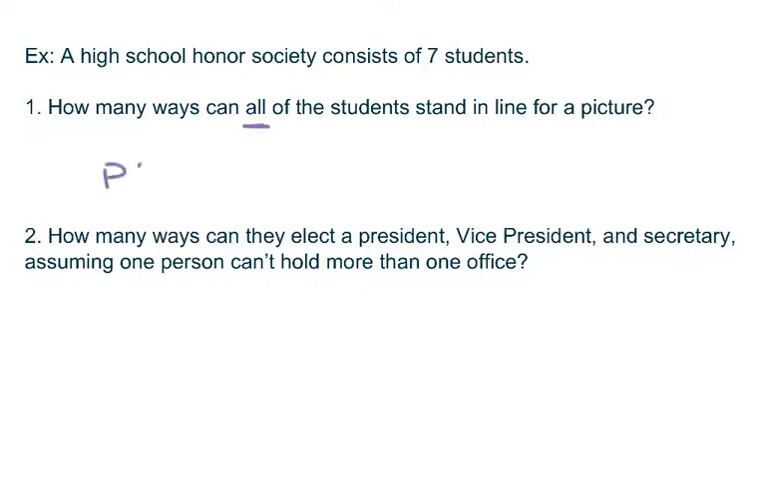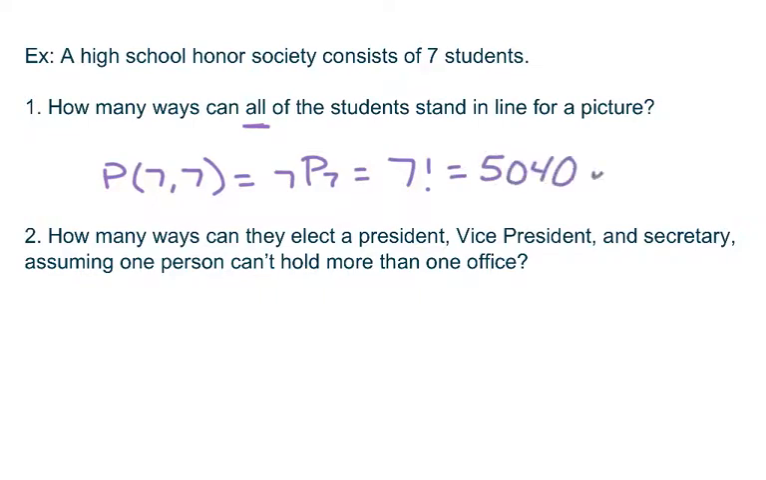So our permutation is going to be 7 comma 7. We've got 7 kids. We want to line up all 7 of them. If we want to do this with calculator notation, it's 7p7. If we're arranging all of our objects, the answer is going to be 7 factorial. And if you know what 7 factorial is, you could write that out as well. That would be 5,040 different ways that you could line up those 7 kids for a picture.